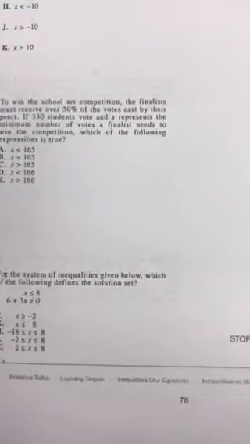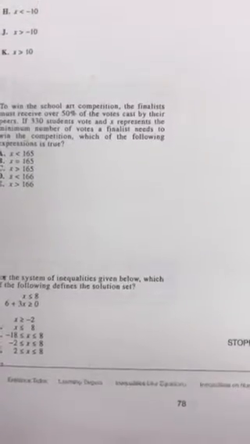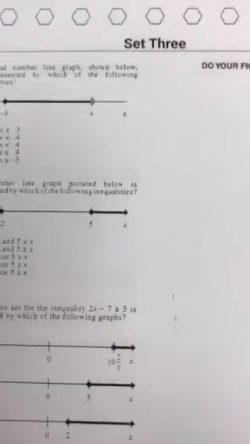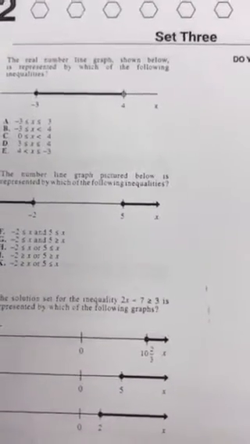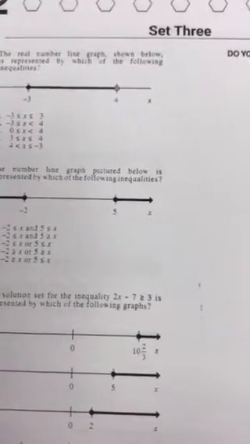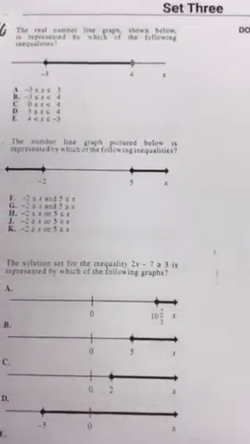This one, for the system of inequalities below, which of the following defines the set? Okay, to where what should it look like? And then we have just our standardized graphing, where when you have a closed circle, it means that it's equal to, there's a line underneath that inequality. When you have an open circle, there's no line under it, okay?